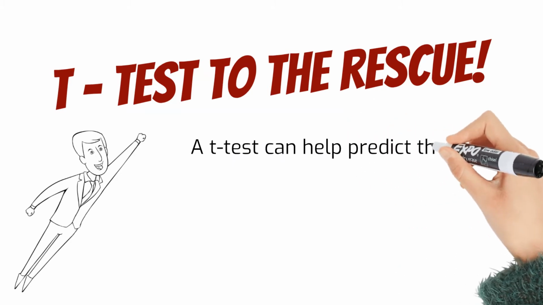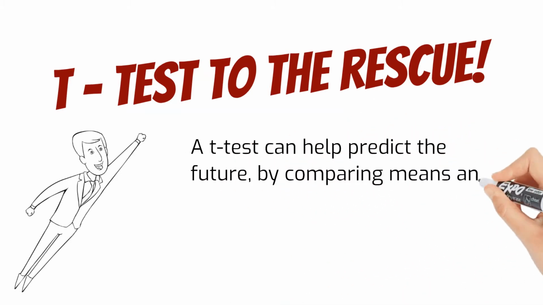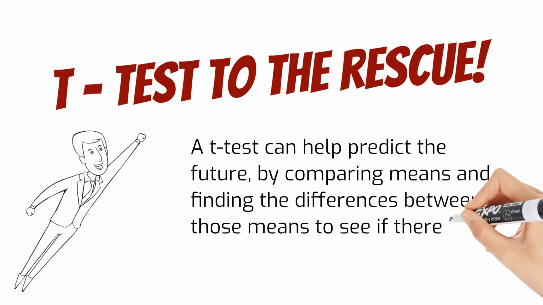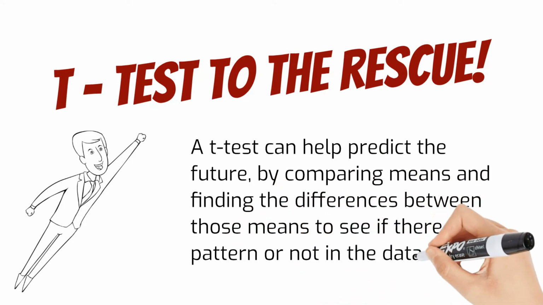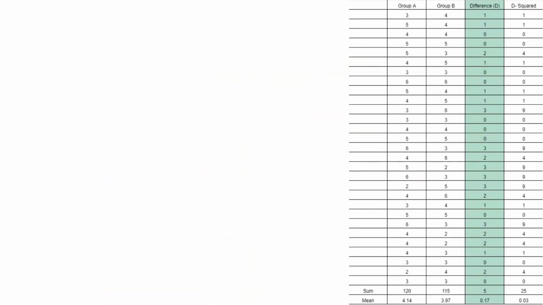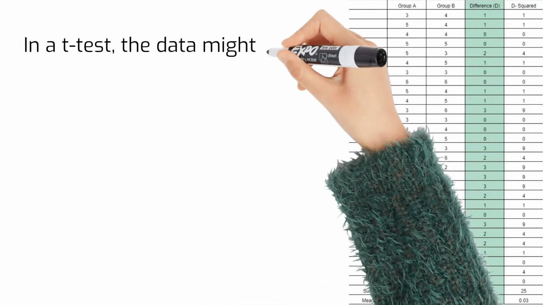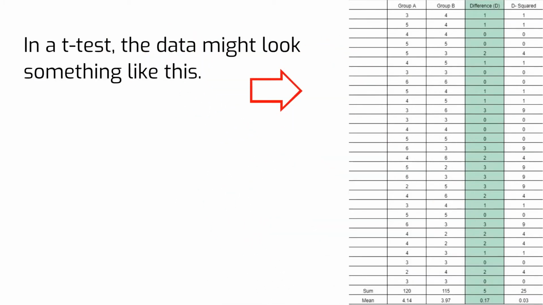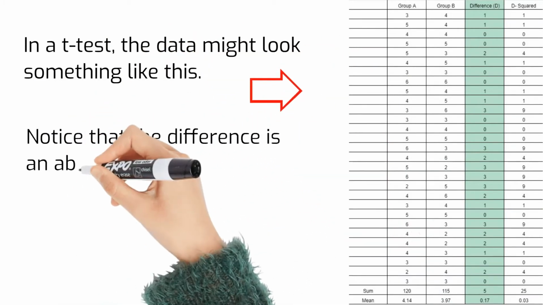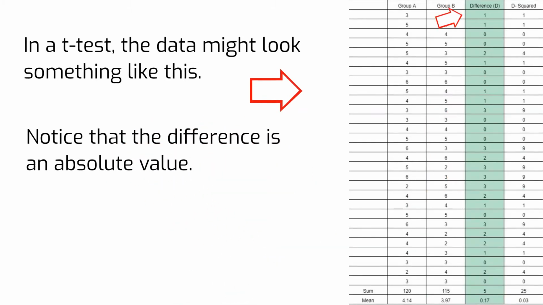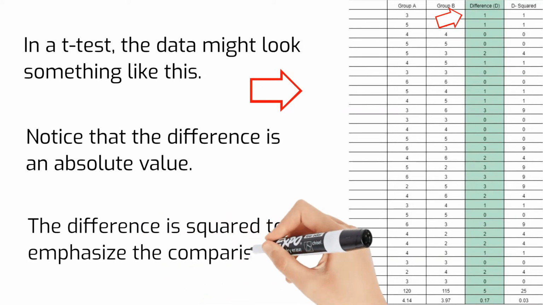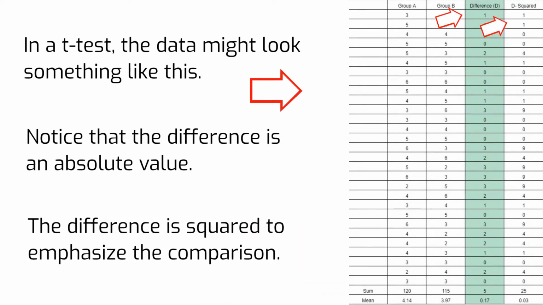A t-test can help predict the future by comparing means and finding the differences between those means to see if there is a pattern or not in the data. In a t-test, the data might look something like this. Notice that the difference is an absolute value. The difference is squared to emphasize the comparison.